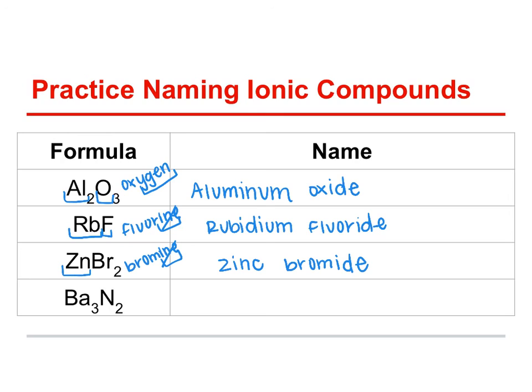And then last one, the first name is the whole name, so Ba is barium. And then our second element is nitrogen. Nitrogen is similar to oxygen. We take off the -ogen and change it to nitride.